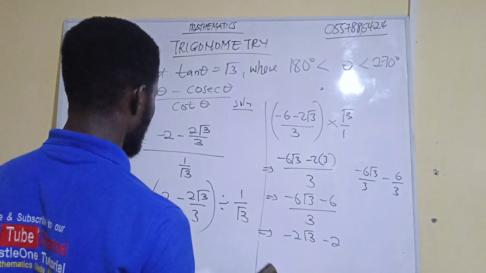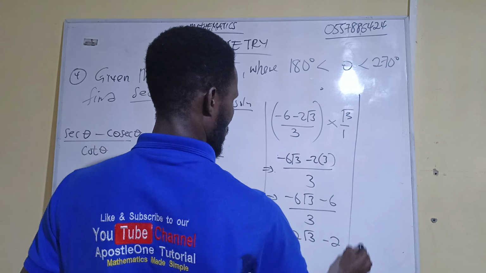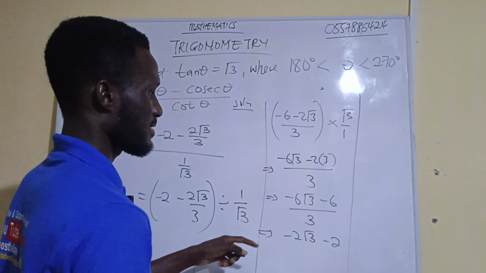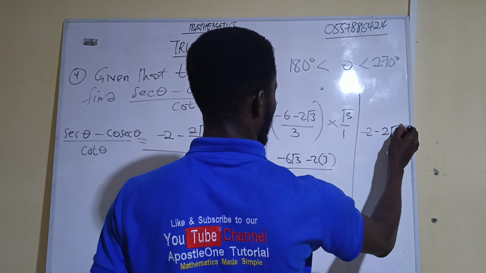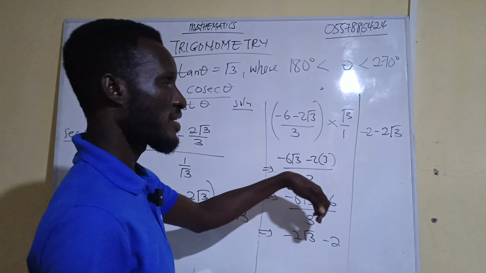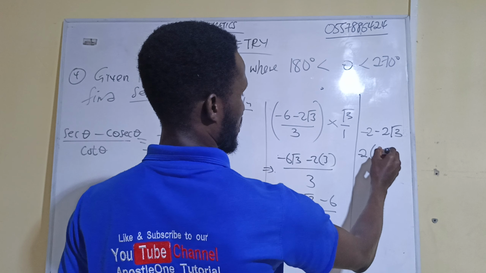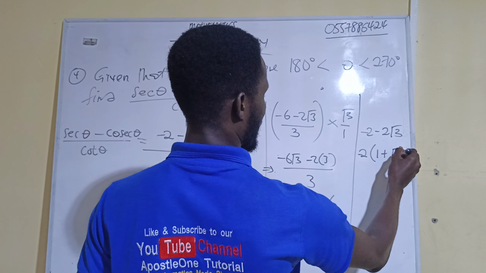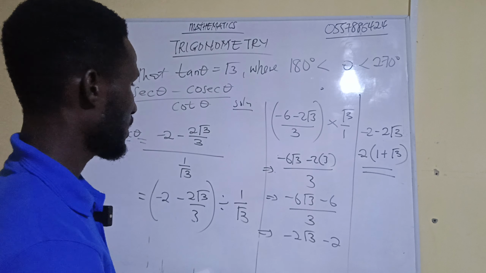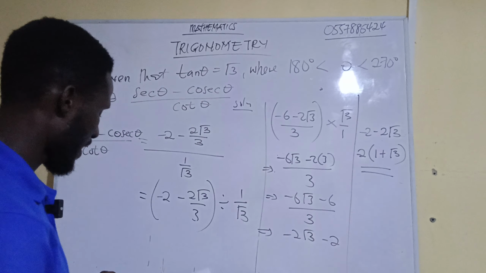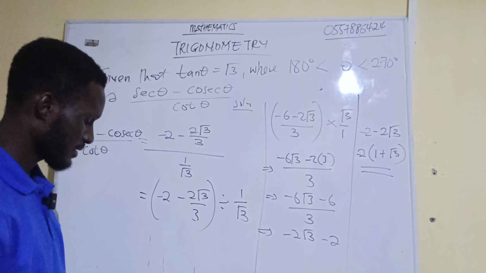So which means the answer to this one is the same as minus 2 root 3 minus 2. Now if you want to simplify it, you can factorize negative 2 out. Then you're going to get what? 1 plus root 3. Yes, if you want to factorize, you can just go ahead to do it like this.